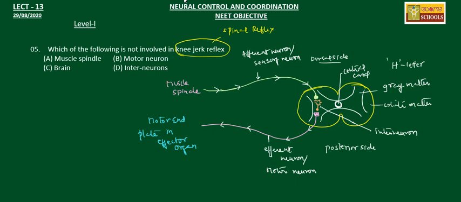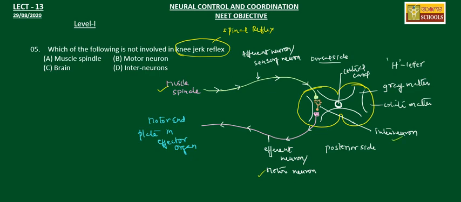You can see this is the muscle spindle, which receives the stimulus, and then the sensory neuron carries that to the spinal cord, and through the interneuron the efferent neuron will carry this impulse to the motor end plate in the effector organ. So in this case you can see the presence of the muscle spindle, then a motor neuron is included, and even the interneuron is included.